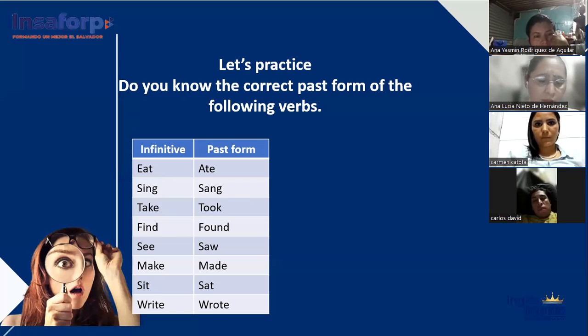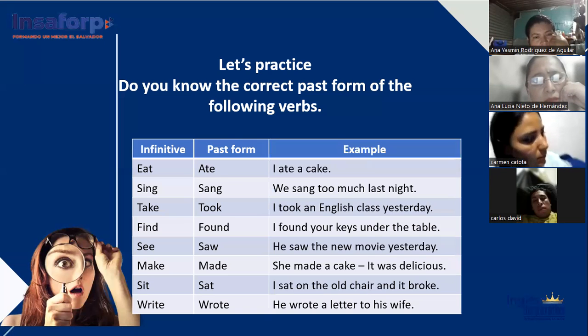Take. Tomar. Find. Encontrar. See. Ver. Make. Hacer. Sit. Sentar. And finally, write. Escribir. Okay, that's excellent. Very good. Now look at the example here.